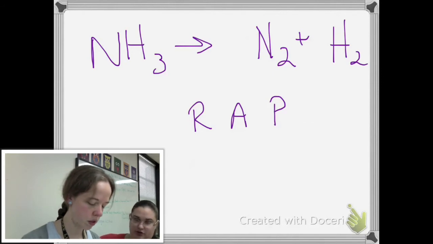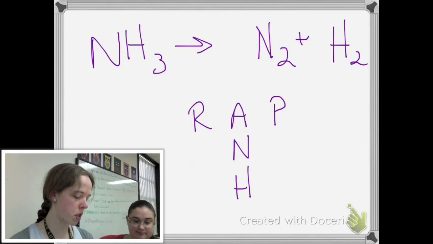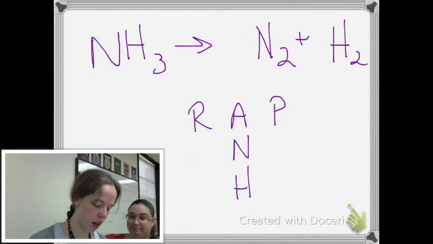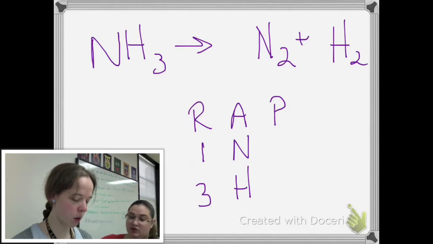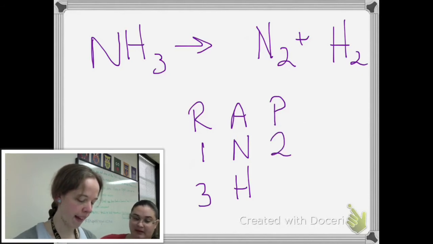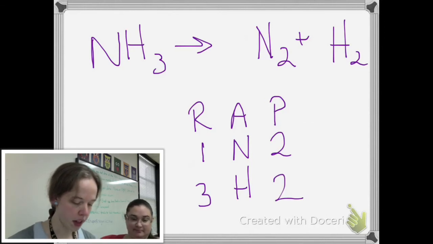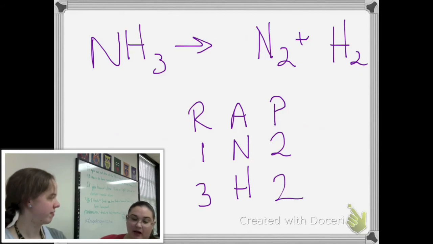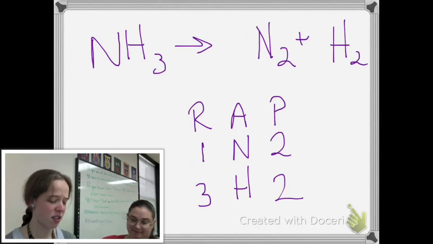N and H, because we're taking NH3, which is ammonia, and decomposing it into nitrogen gas and hydrogen gas. How many N's do I have on my reactant side? 1. H's? 3. Product side, what do I have? 2. And then 2. All right. So what doesn't match? None of them match.